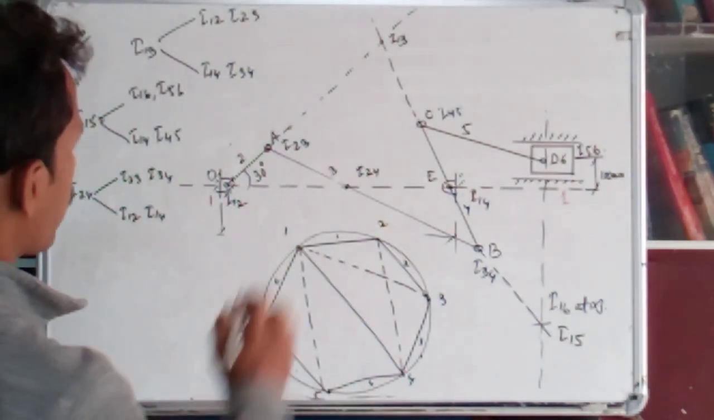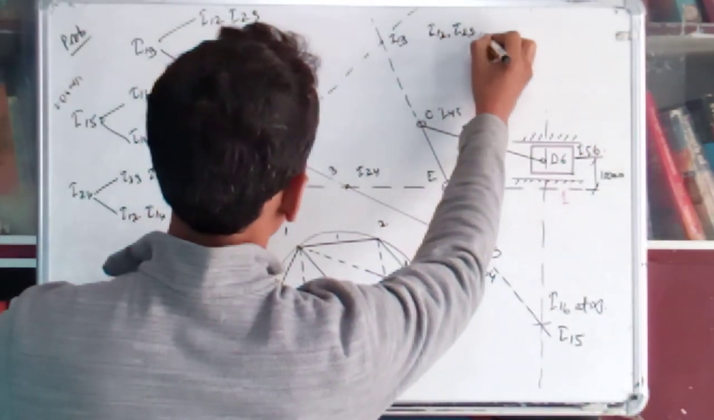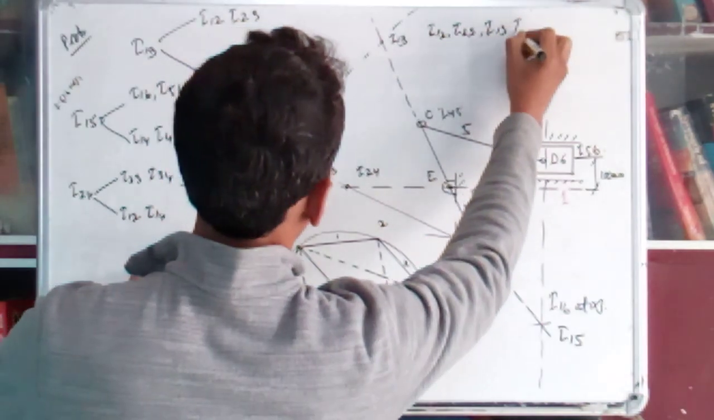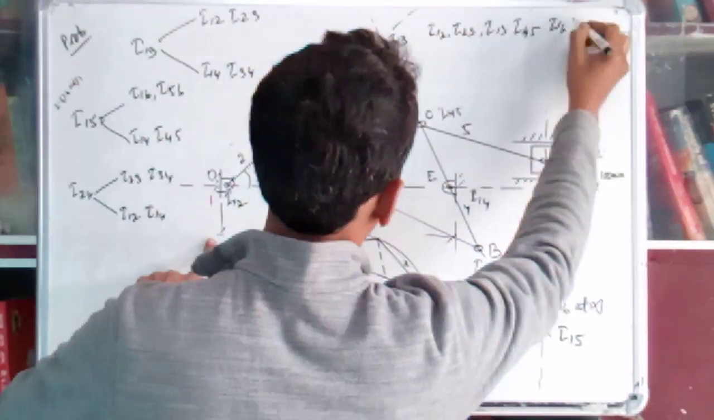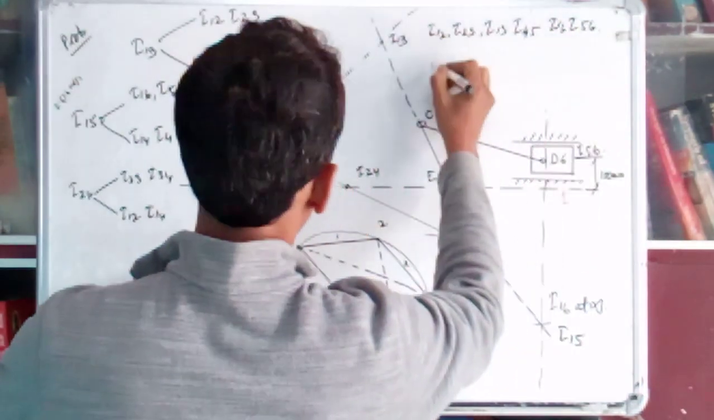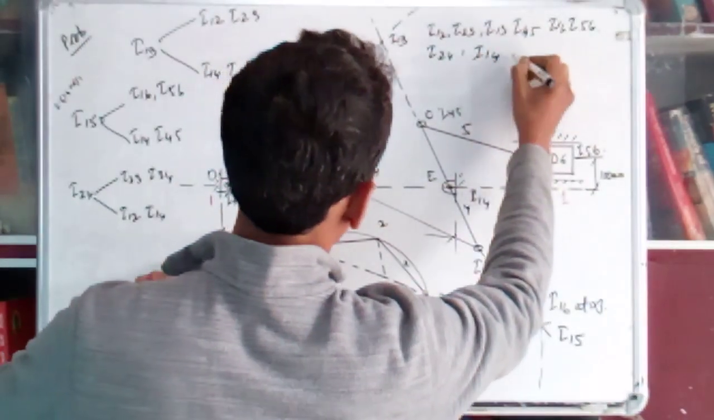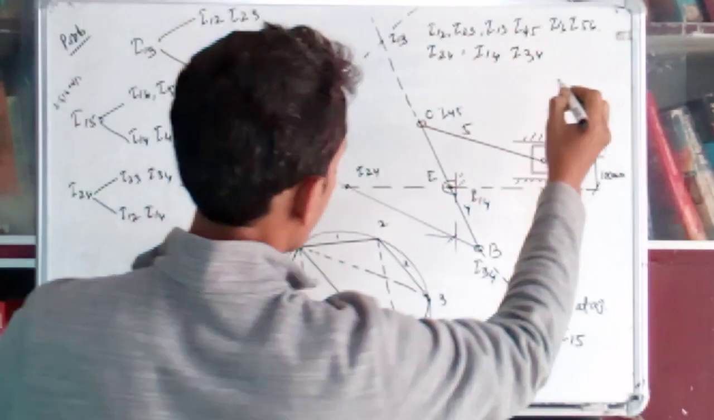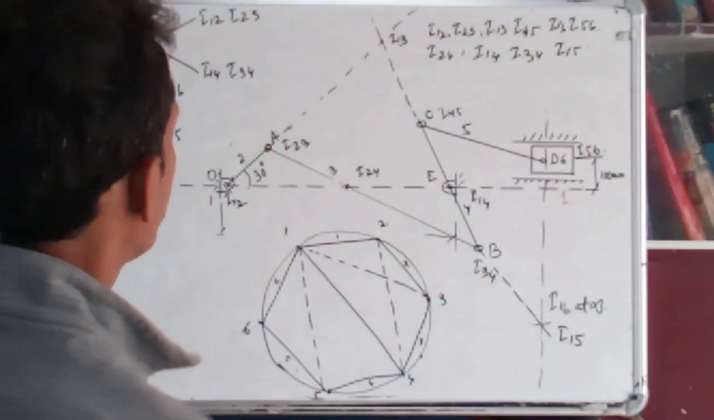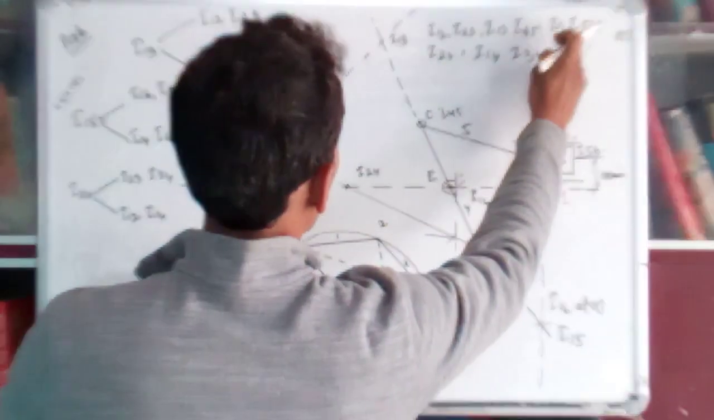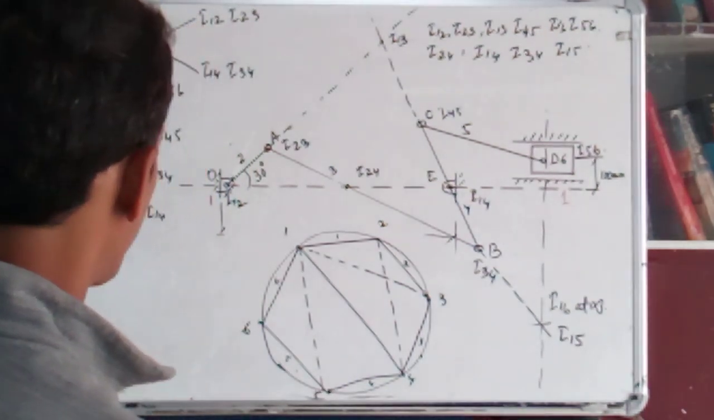So the total number of instantaneous centers you have already found out are I12, I23, I13, I45, I16, I56, I24, I14, I34, I15. Okay, 1, 2, 3, 4, 5, 6, 7, 8, 9, 10. Ten instantaneous centers we have already found out.